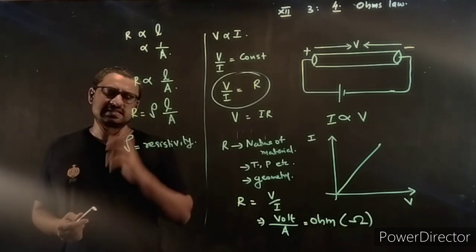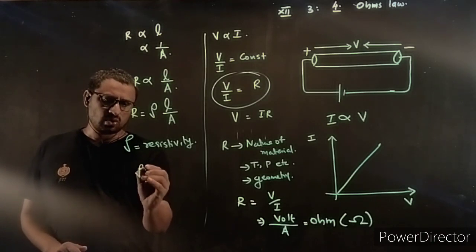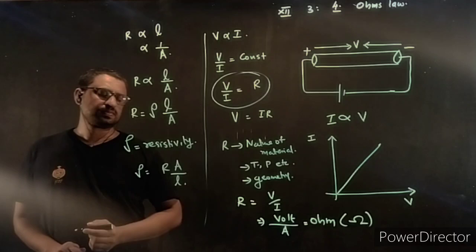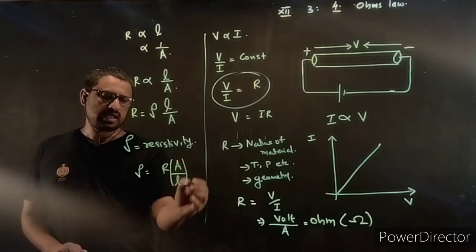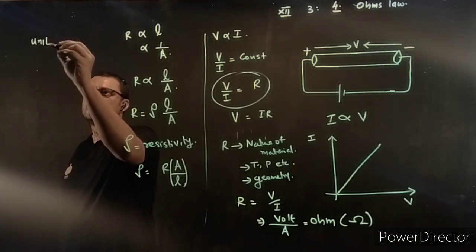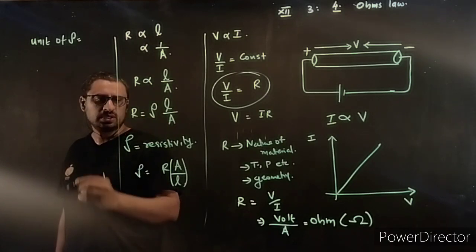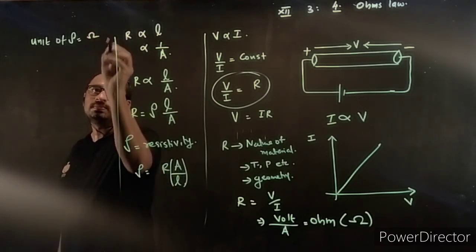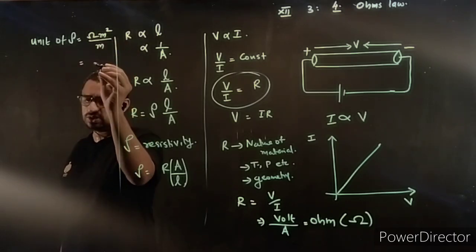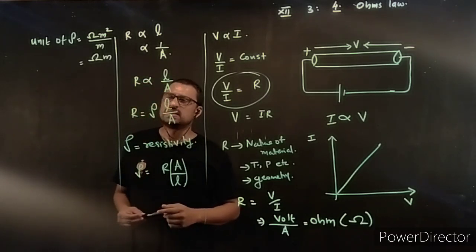So this resistivity, we have something more to understand about resistivity. So rho is equal to RA by L. What will be the unit of resistivity? The unit of resistivity will be equal to R in ohm, area in meter square, divided by meter. It will be equal to ohm meter. Ohm meter is the unit of resistivity.